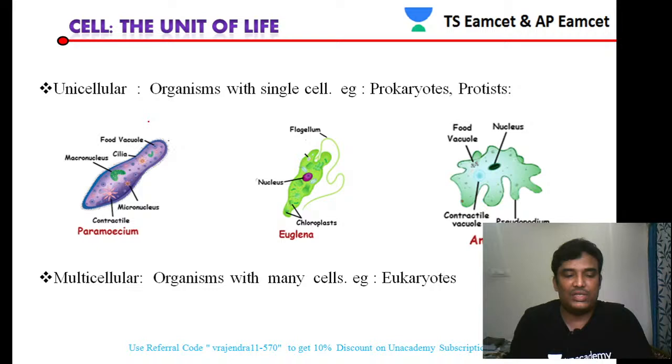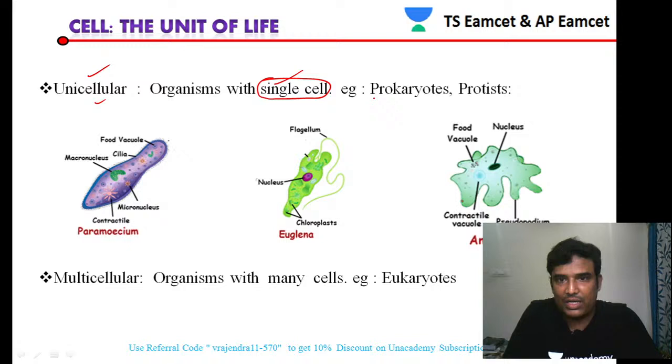If you see the different types of cells, some cells can be unicellular and some cells can be multicellular. Let us see the unicellular cells first. What are these? The organism with only a single cell is called a unicellular organism.